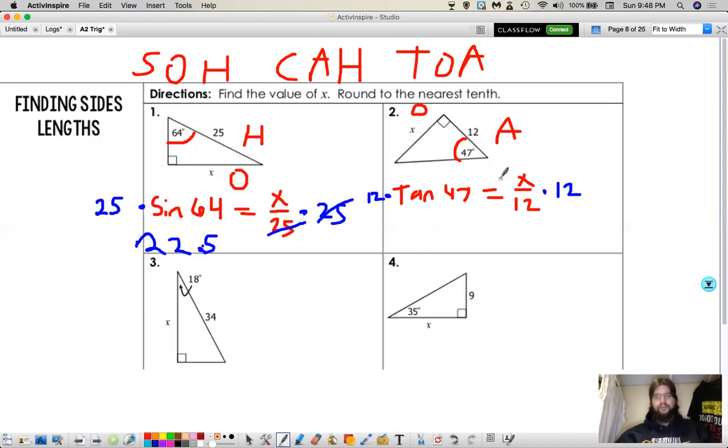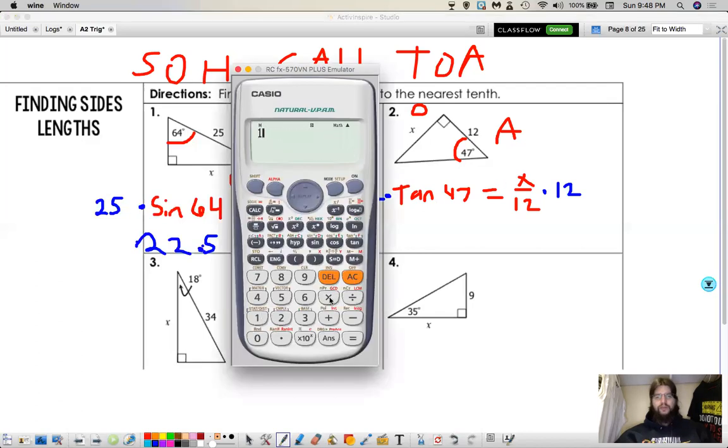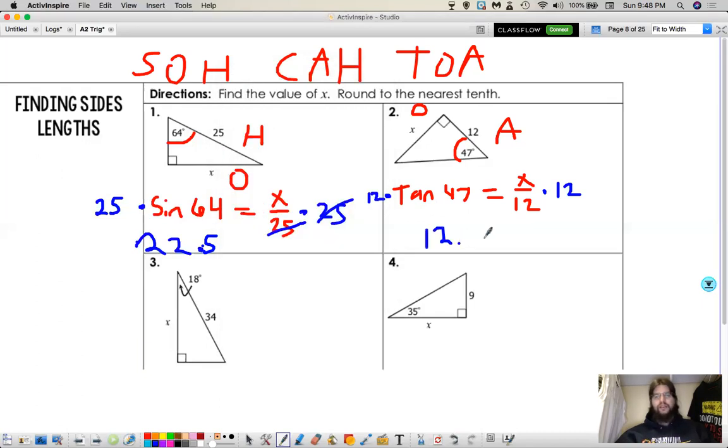Multiply 12. Make sure you hit the multiplication button though. Tangent of 47. And we get something, 12.9 rounded to the tenths. 12.9 equals x. Nice easy peasy stuff here.